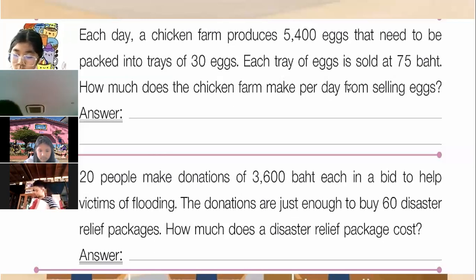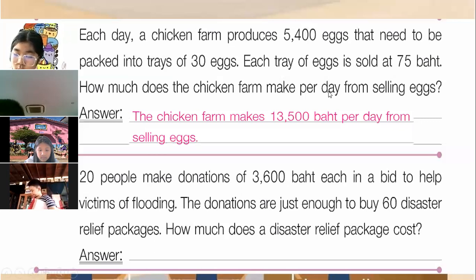Okay, students, now let me show you the answer. Adin's answer is correct. Okay, give him a clap. All right, 13,500 baht per day from selling eggs. How did he find the answer? It's very simple. Okay, students, now look at the information. I already told you, the first information we have is, per day, how many eggs the chicken farm produces.